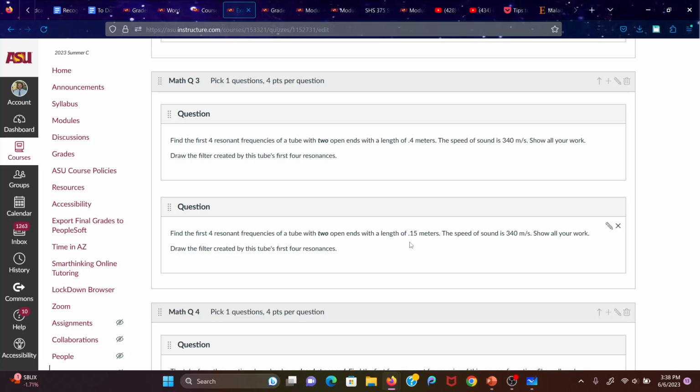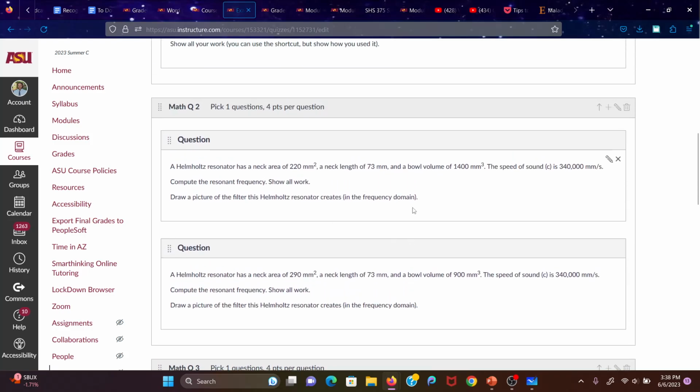Find the first four resonant frequencies of a tube with two open ends, a length of 0.4 meters or 0.15 meters. The speed of sound in both cases is 340 meters per second. Okay, so that's not so bad. Oh, wait a second. Draw a picture of the filter this Helmholtz resonator creates in the frequency domain.